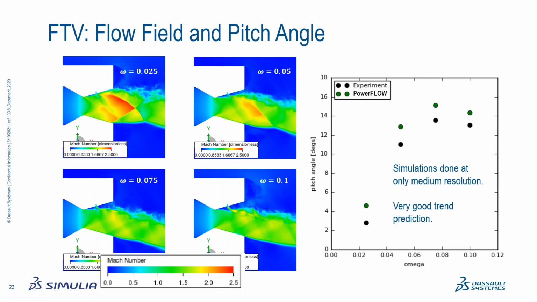And also here we have some comparison to experimental data. On the x-axis, we have omega, the mass flow ratio, and on the y-axis, we have the pitch angle, basically the deflection of the jet. And here you can see that the experiment in black and PowerFLOW in green show a very good prediction of the trend. And these are all results for the medium resolution.